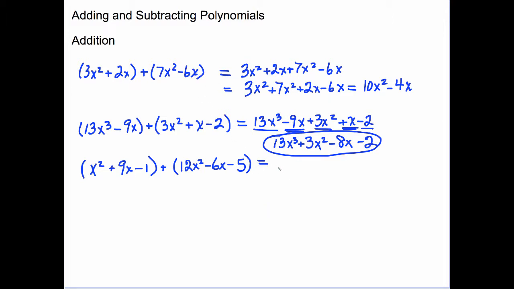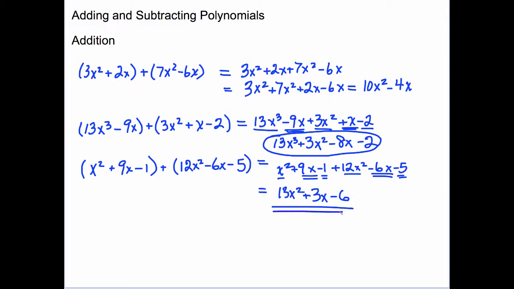Okay, so we can look for like terms in x squared plus 9x minus 1 plus 12x squared minus 6x minus 5. And we see that there are two x squared terms. So x squared plus 12x squared is 13x squared. There are two x terms, 9x minus 6x, that's 3x. And then the constant terms, minus 1 minus 5, that's minus 6. And there's your answer. This is 13x squared plus 3x minus 6.